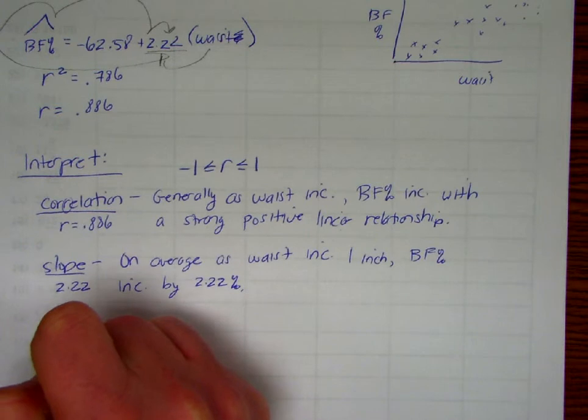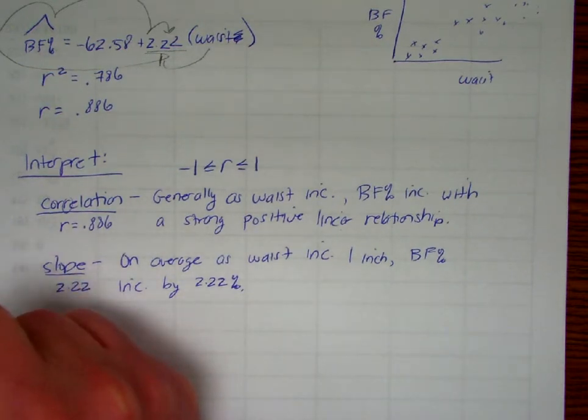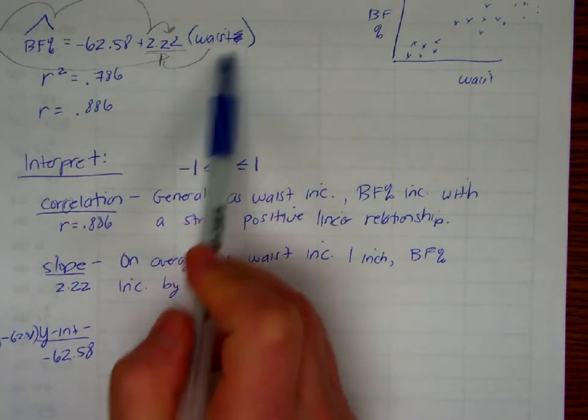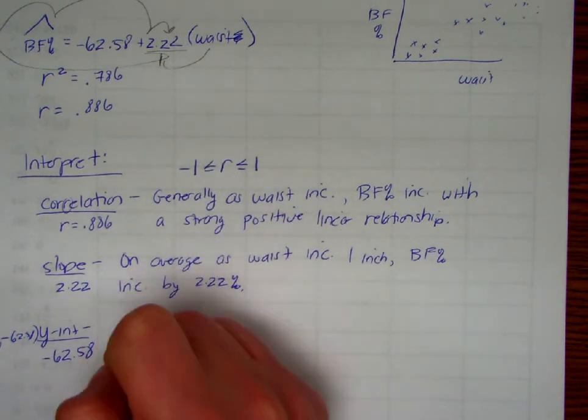It's the number by itself. In a plus bx, it's always the a. The y-intercept occurs when x is equal to 0. So if you actually plug in 0 for waist size, you're actually making a prediction.